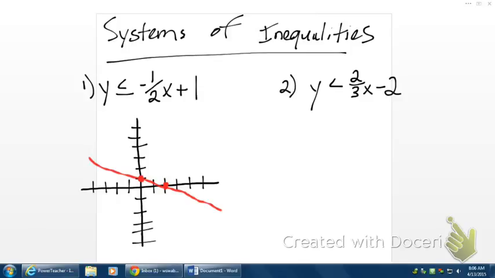Now, let's read this out. Y values that are less than. So where am I going to shade, up or down? Down. Down, because I want those less than, I want those negative values. Okay? So I'm going to be shading down.